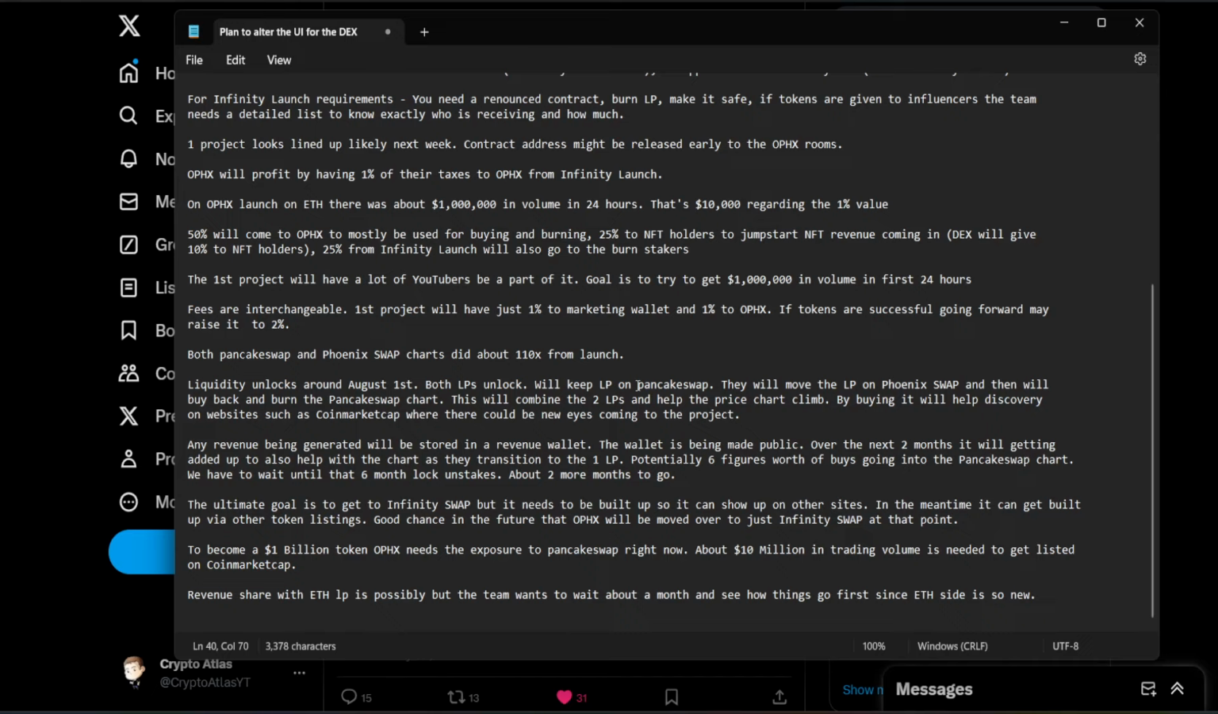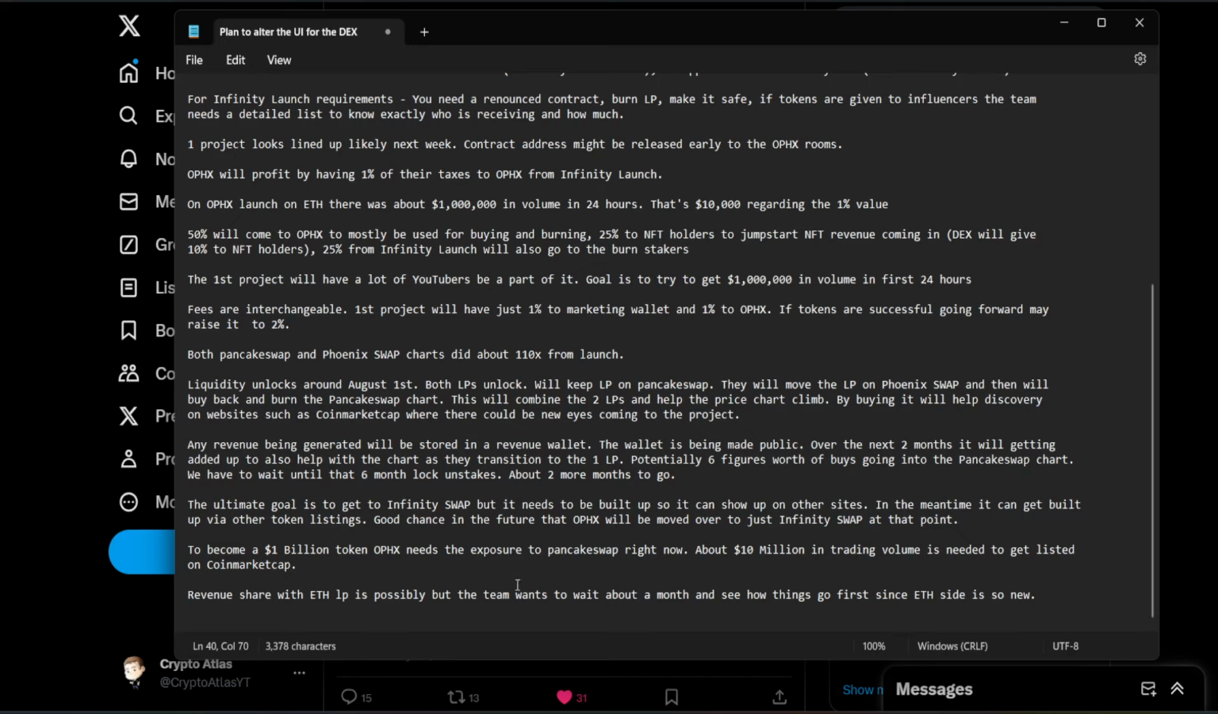The ultimate goal is to get to Infinity Swap, but it needs to be built up so it can show up on other sites. In the meantime, it can get built up via other token listings. There's a good chance in the future that Operation Phoenix will be moved over to just Infinity Swap at that point. To become a $1 billion token, Operation Phoenix needs the exposure to PancakeSwap right now.